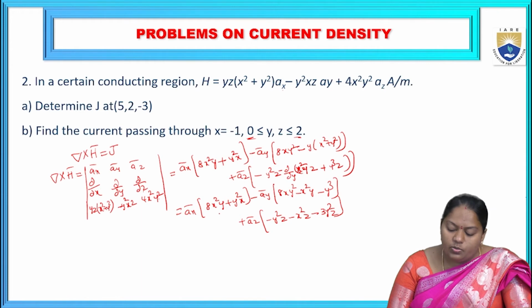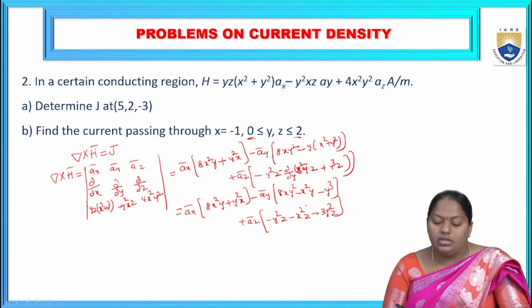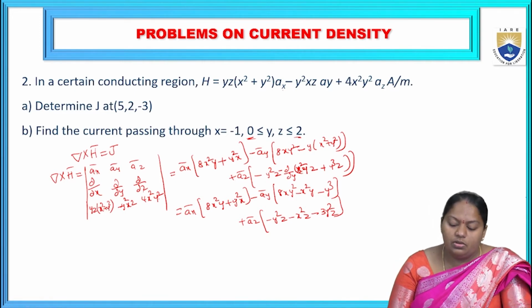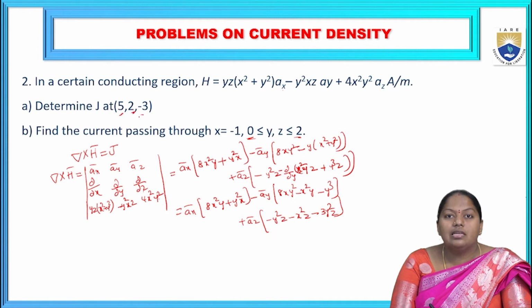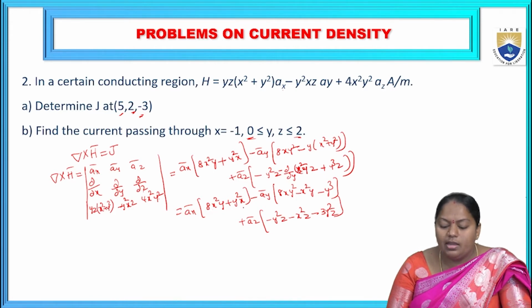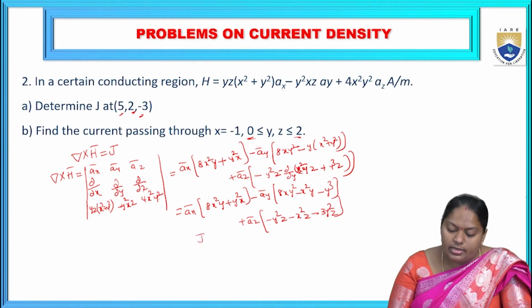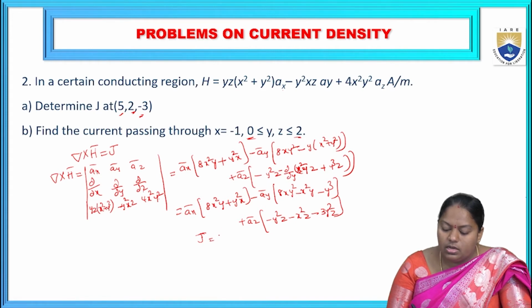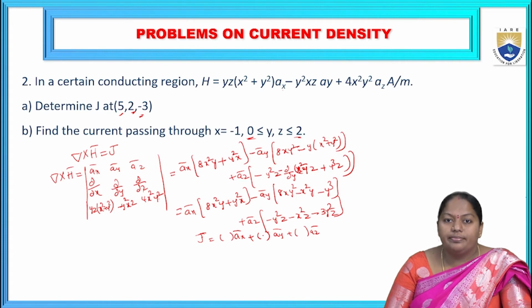Now if it is to be expressed in vector form, in place of the finite magnitudes, we just substitute x by 5, y by 2 and z by minus 3. So wherever x is present, x is to be substituted as 5, y as 2 and z as minus 3, to get the j value as j equal to some finite value into ax plus some finite value into ay, some finite value into az. Then find the current passing through x equal to.